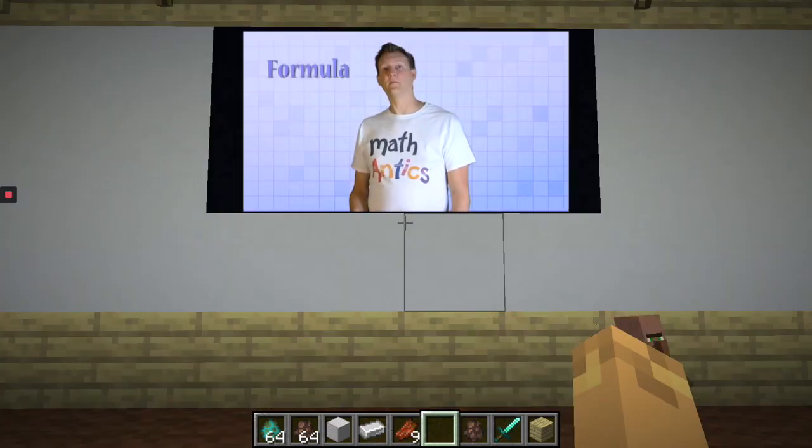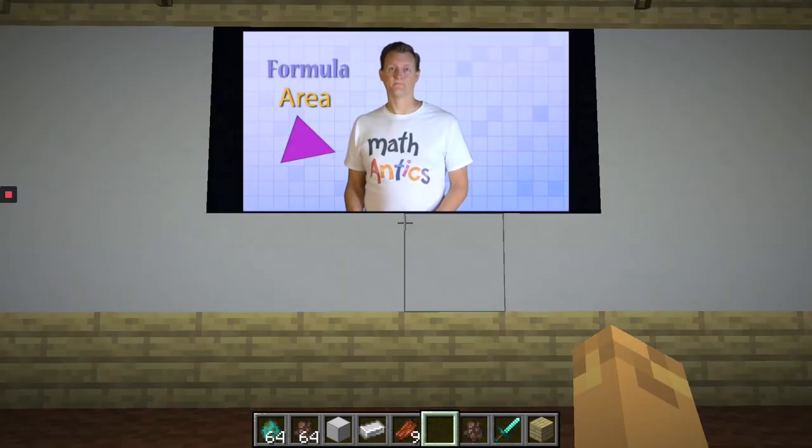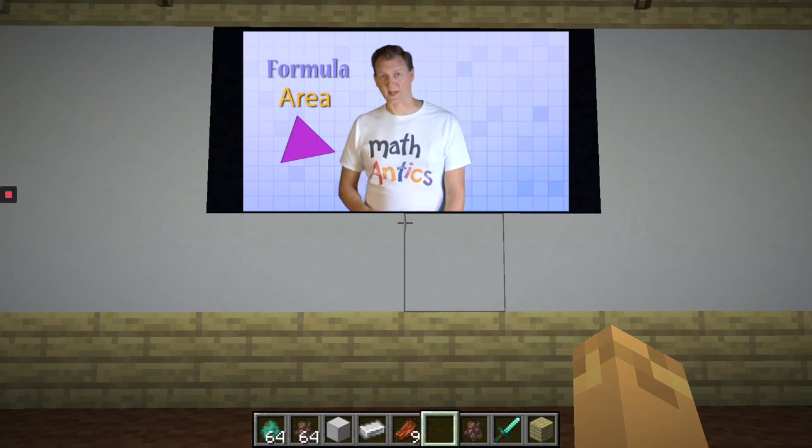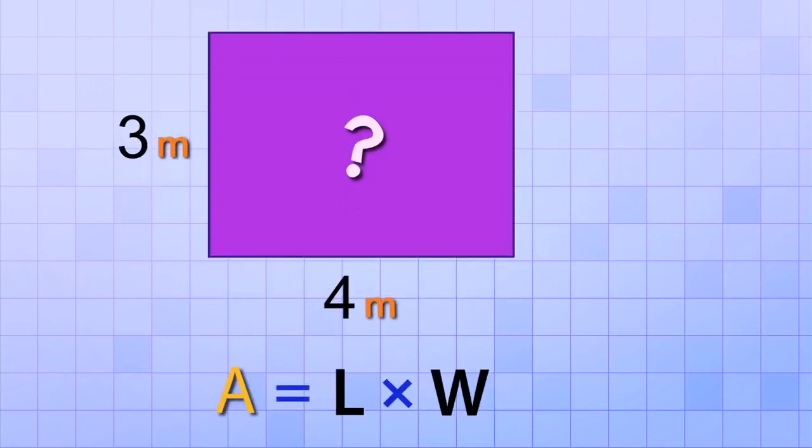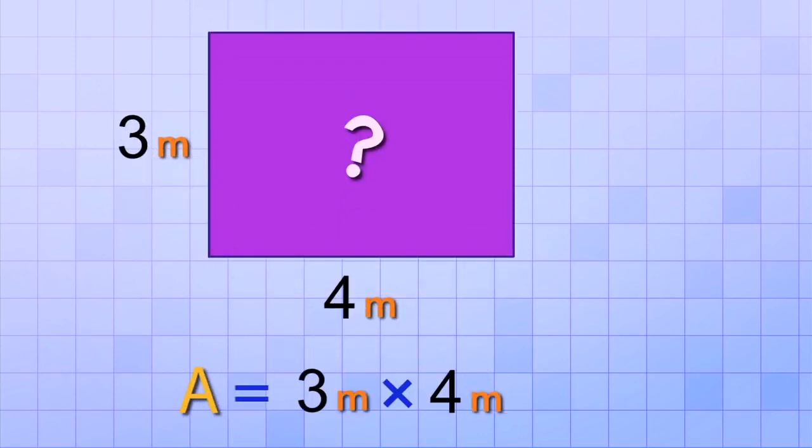We're going to learn the formula for finding the area of any triangle. But to do that, we're going to start with a rectangle again. The dimensions of this rectangle are 3 meters by 4 meters. So, what's its area? Well, using our formula, we know that the area would be 3 meters times 4 meters, which is 12 meters squared.